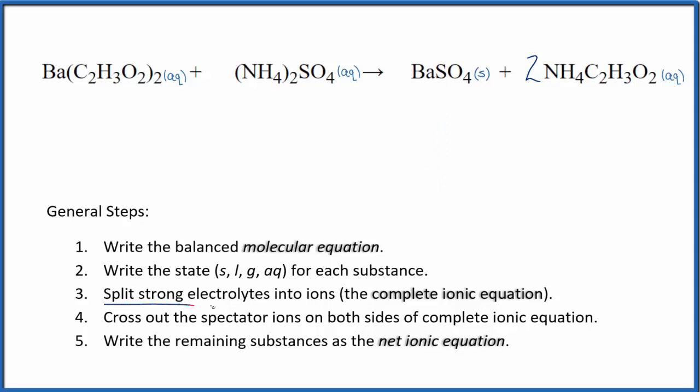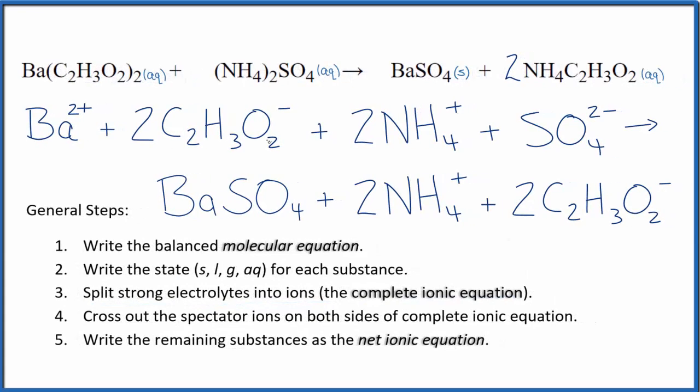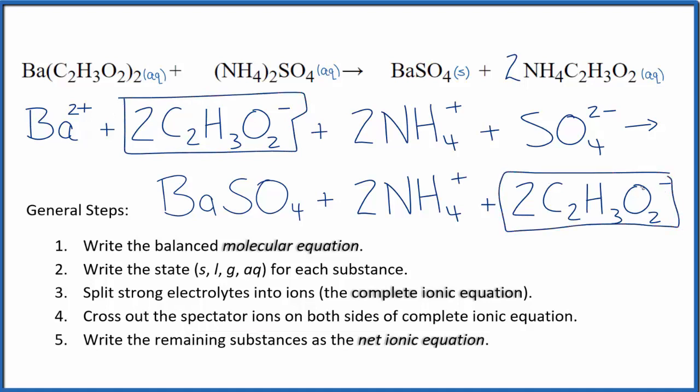Now we can split the strong electrolytes into ions. And this is going to be the complete ionic equation. That looks like this. Now we can cross out spectator ions. They're on both sides of the complete ionic equation. So I see two acetate ions right here, and then in the products, two acetate ions. These are spectator ions. We're going to cross those out.